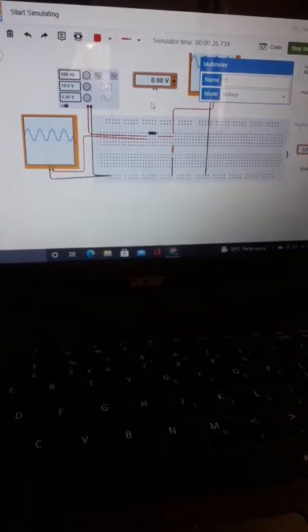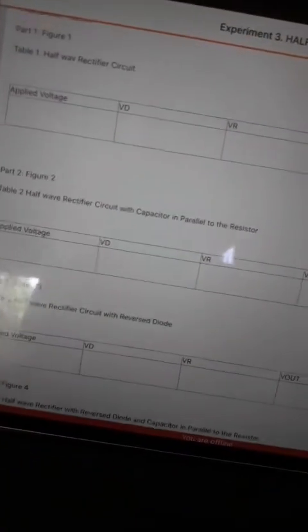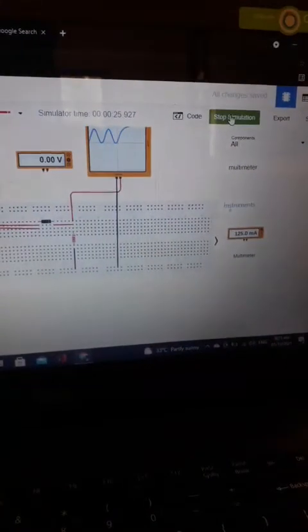We're going to measure first the voltage of the diode, which is shown that we need to measure. The applied voltage is 10, and the voltage of the diode we're going to measure with this. For the diode, the negative is at the gray line and the positive is at the non-gray line. So we're going to stop the simulation first.